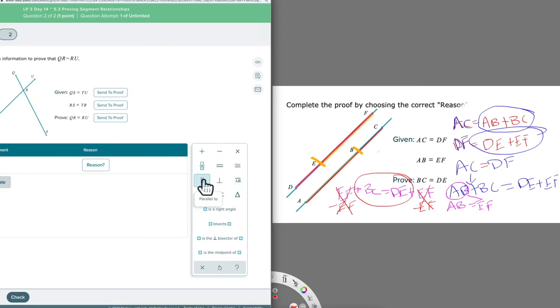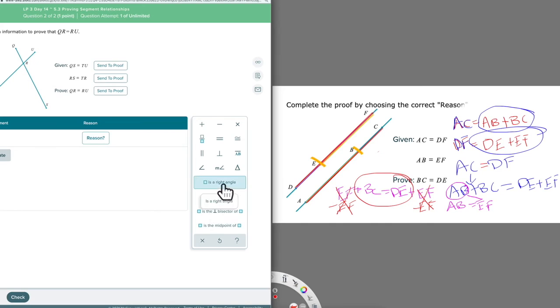Parallel lines, perpendicular lines. This is how we show a line segment, because it'll put the line in there for us. This is angle. So this is a figure. This is the measure of an angle. So if we know the specific measure of the angle, we use this one. This one's a triangle figure. We're not using that quite yet. Blank is a right angle. Blank bisects blank. So depending on what we need to put in there as far as a statement or a reason, we may have to use some of these extra tools.